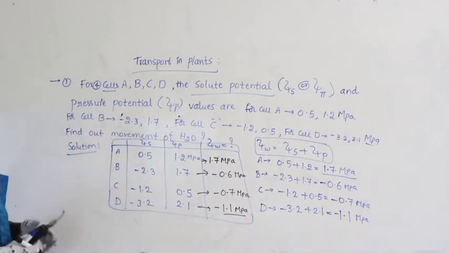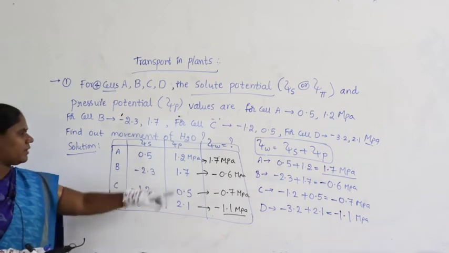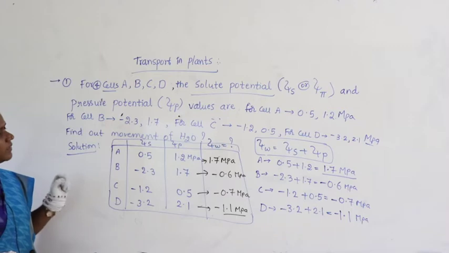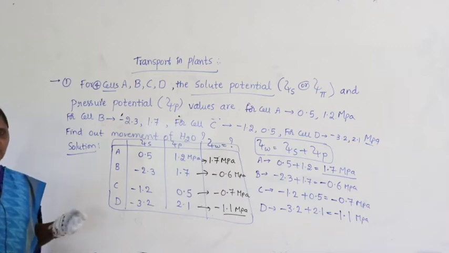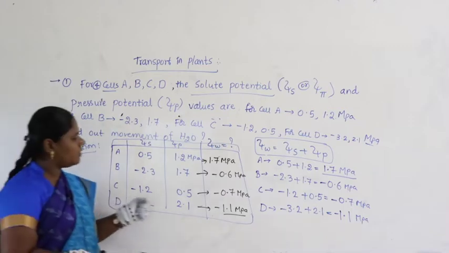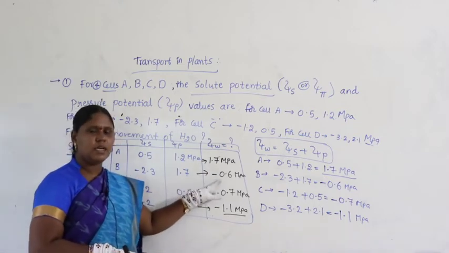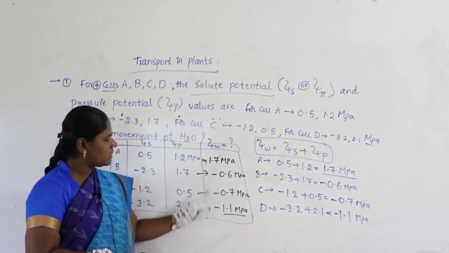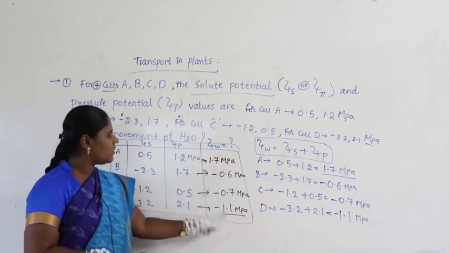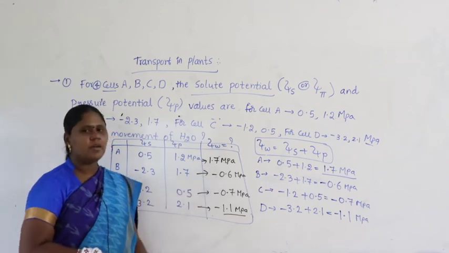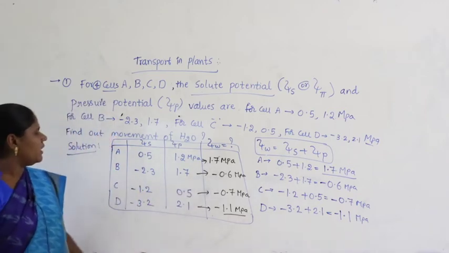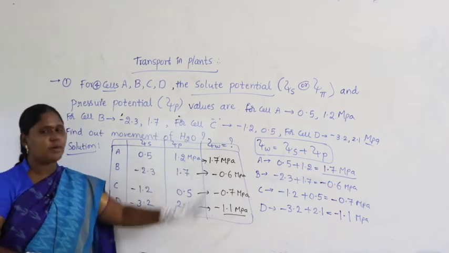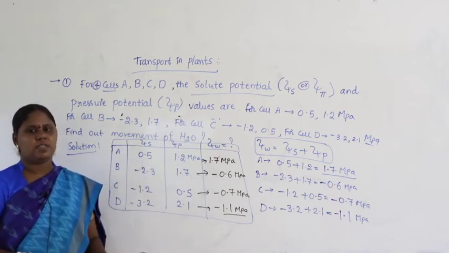So, when we take all these water potential values for A, B, C, D, what is the thing we studied? Among minus values, the greater the number itself, the smaller the value. So if you take the values, minus 0.6, minus 0.7, minus 1.1 and 1.7 megapascals, now if you take solution A, it has 1.7 megapascals.